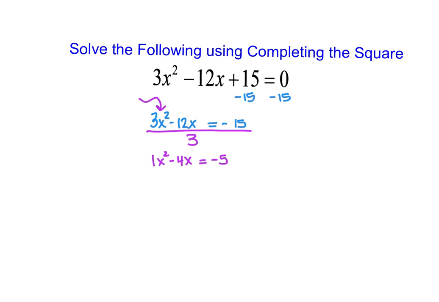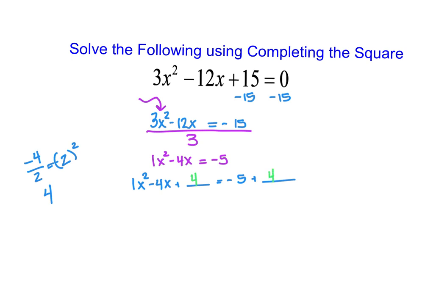So now from here, I need to create a perfect square trinomial. So I have 1x squared minus 4x plus some mystery number I need to add in is equal to negative 5 plus that same mystery number. So in order to find that mystery number, I take the b value, the coefficient in front of x, which is negative 4, divided by 2, which is negative 2. And then we take negative 2 squared, and negative 2 squared is a positive 4. So we have plus 4 plus 4.